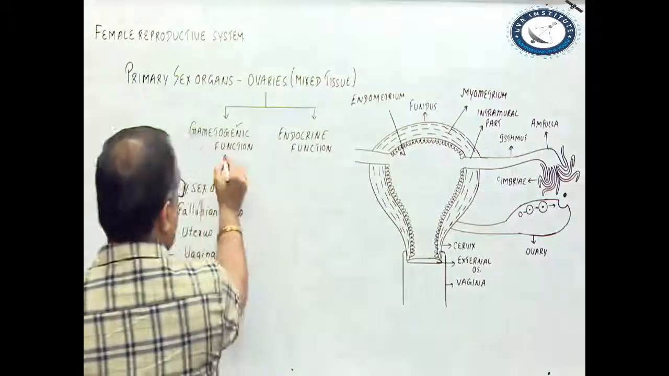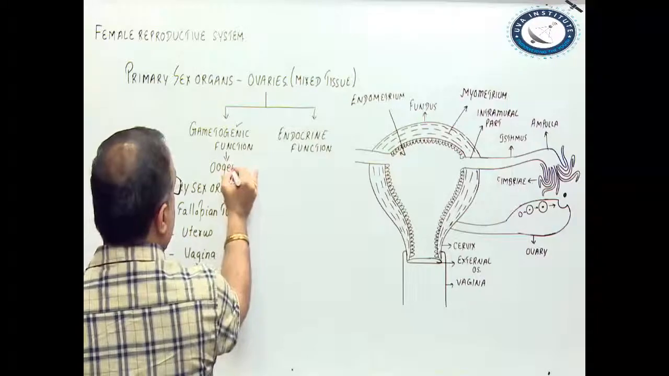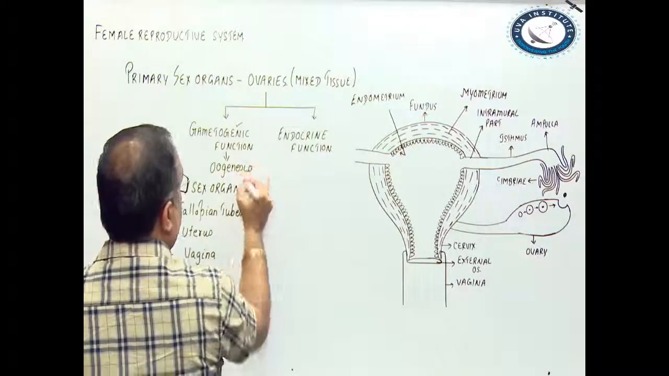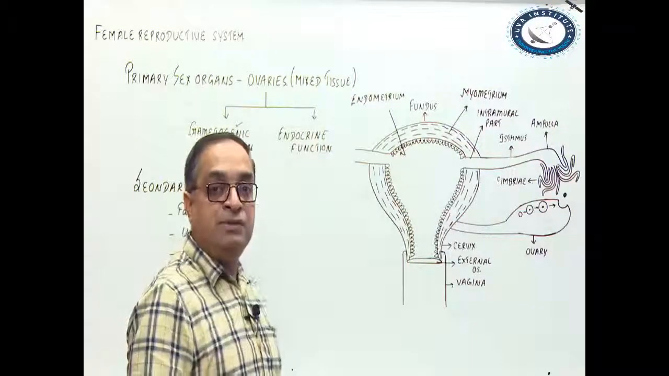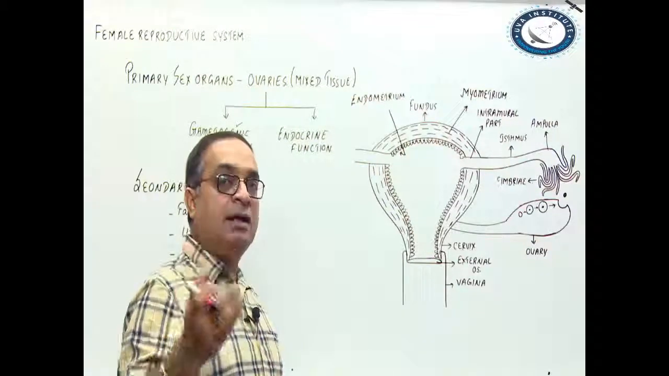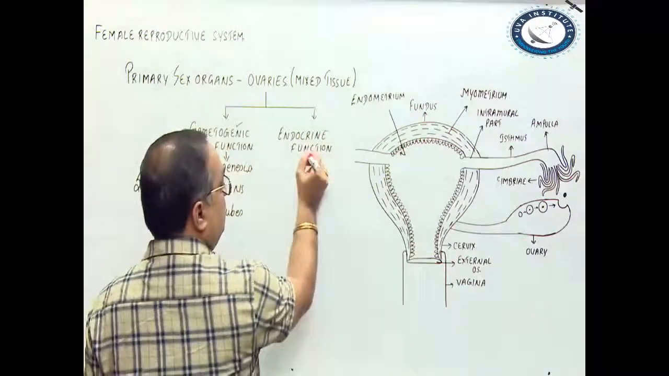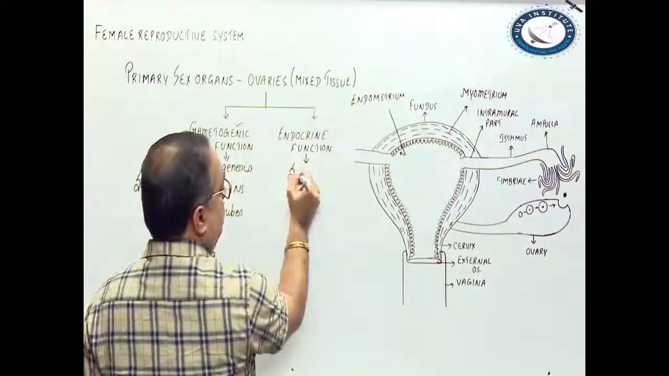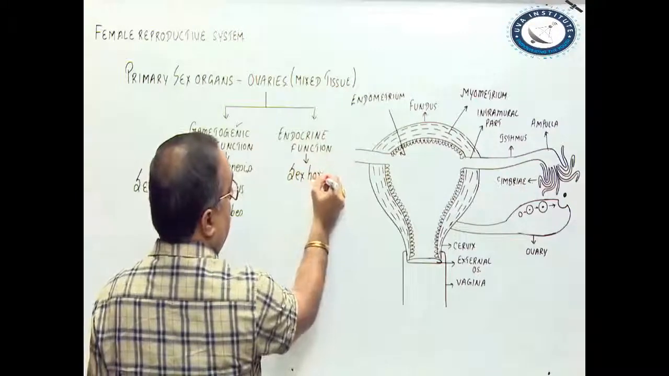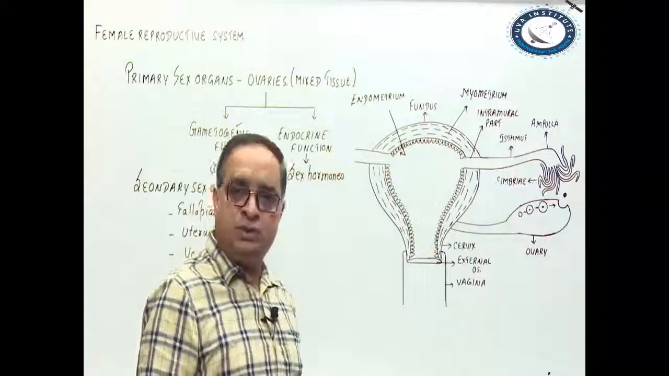So we'll write here, when you say gametogenesis, that is referring to oogenesis, formation of the female gamete. Oogenesis has been discussed as a separate topic in other lectures. Endocrine function is the secretion of the female sex hormones. Ovaries produce steroid hormones as well as proteinaceous hormones.